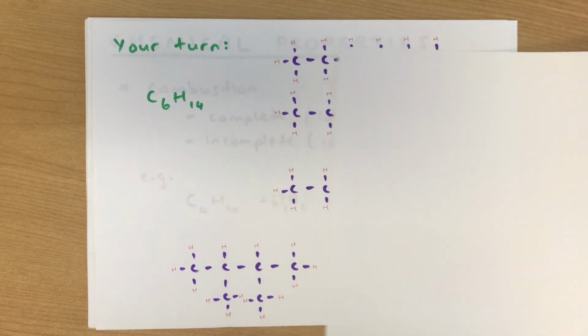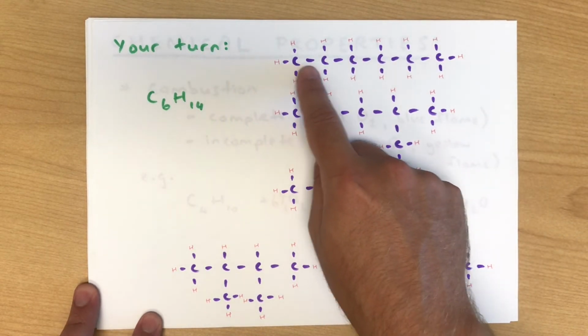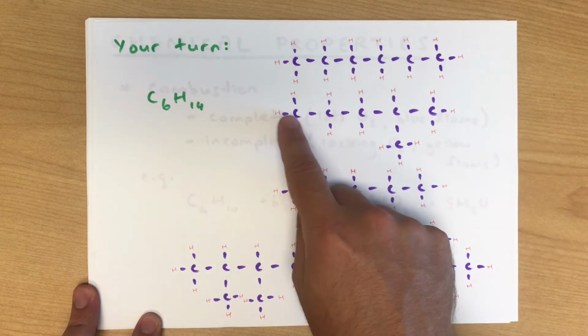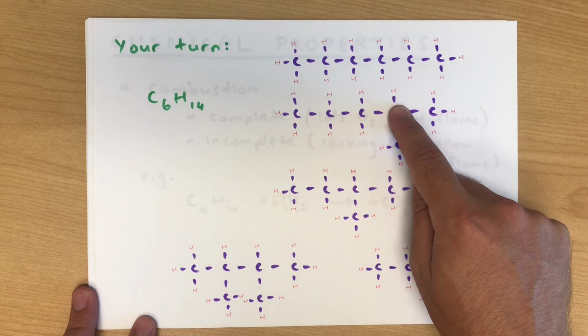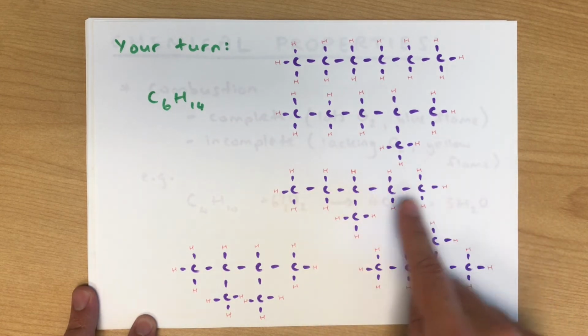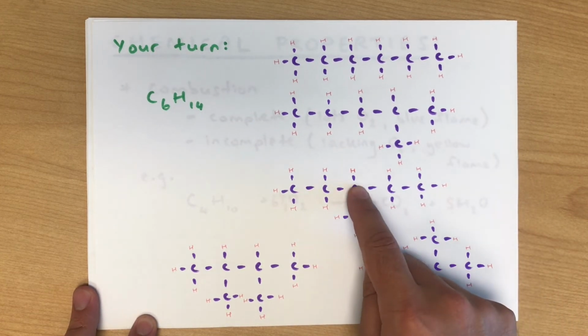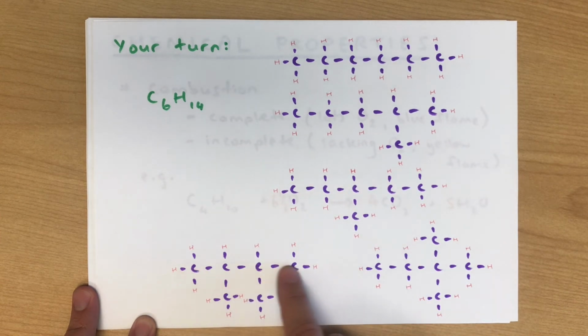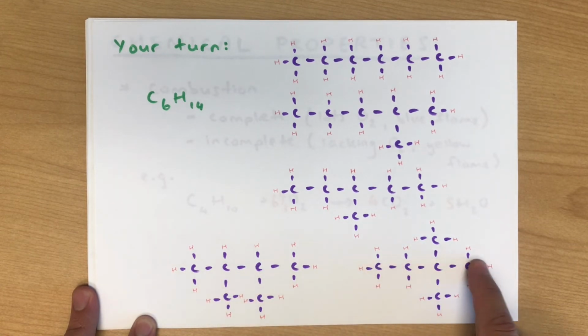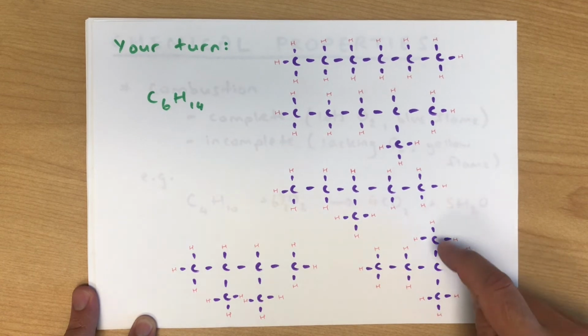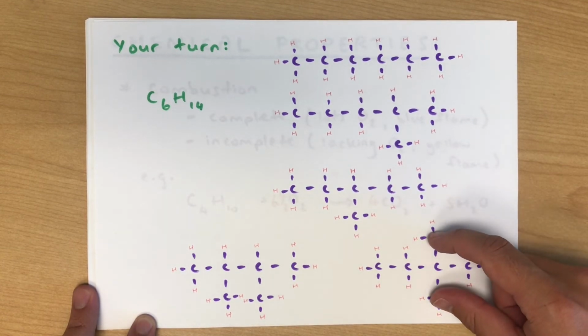The possible structural isomers of C6H14 are all 6 carbons in a row, a 5-carbon chain with a 1-carbon side chain on the second carbon, a 5-carbon chain with a 1-carbon side chain on the third carbon, a 4-carbon chain with 2 1-carbon side chains, one on the second carbon, one on the third, or a 4-carbon chain with 2 methyl groups coming off, both on the second carbon.